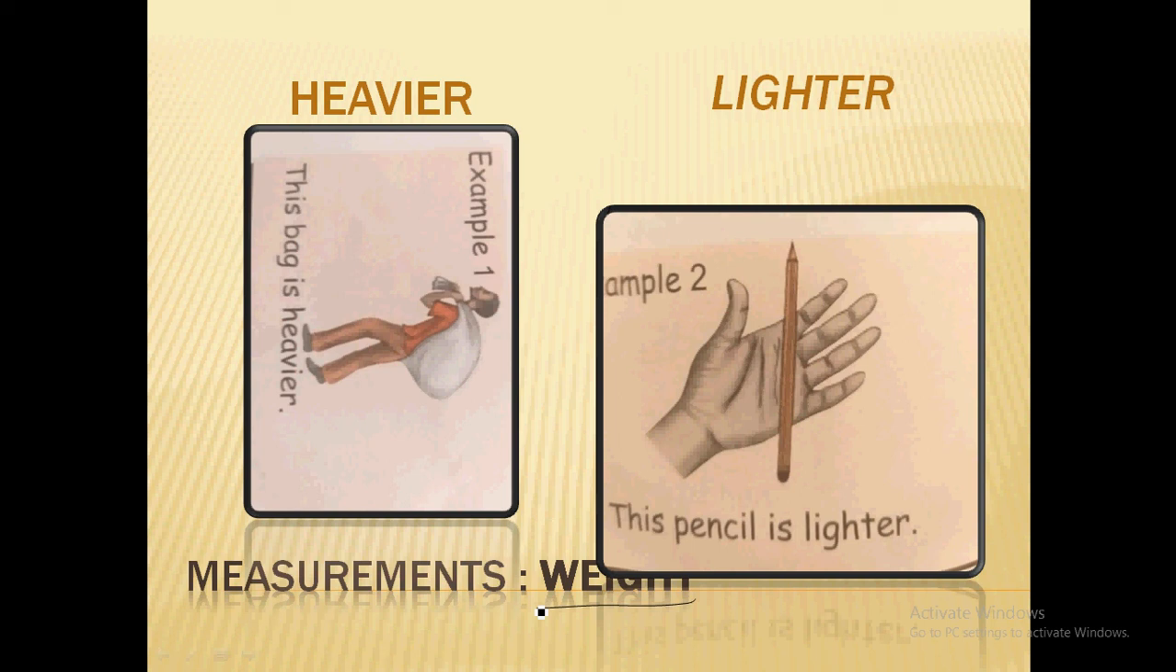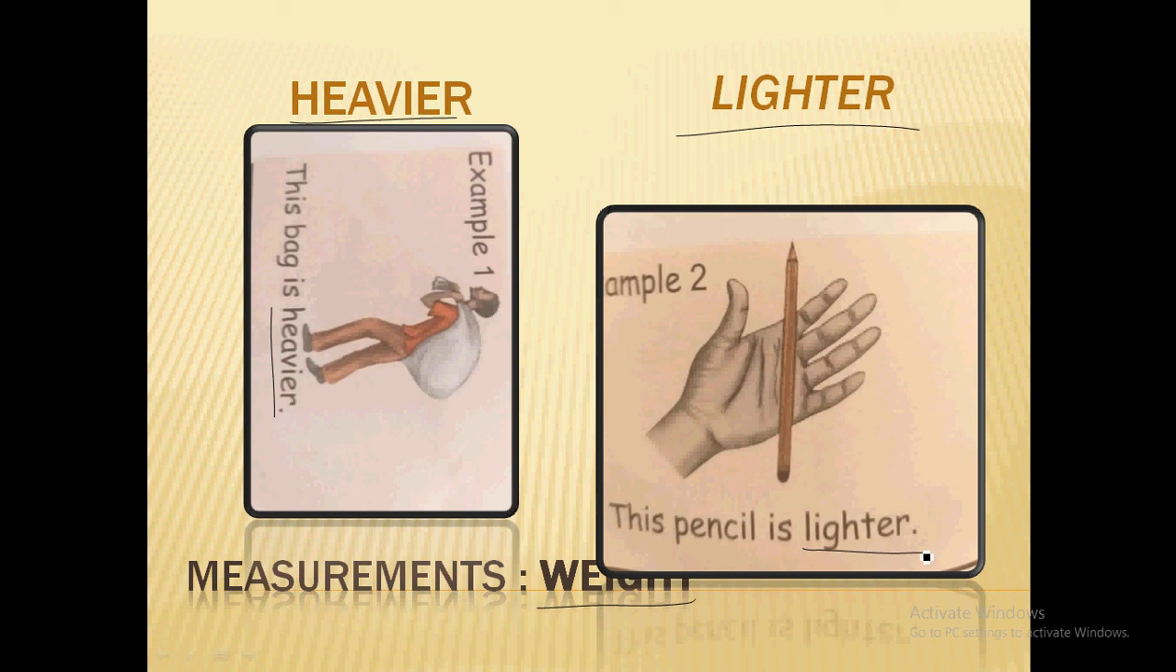And when we guess the weight, we have two words, heavier and lighter. Heavier is something that is very heavy. That means I will change for you the picture. Sorry, this bag is heavier. What do you think? Heavier is heavy. Yes. Lighter. This pencil is lighter. This pencil, what do you think? It is very light.